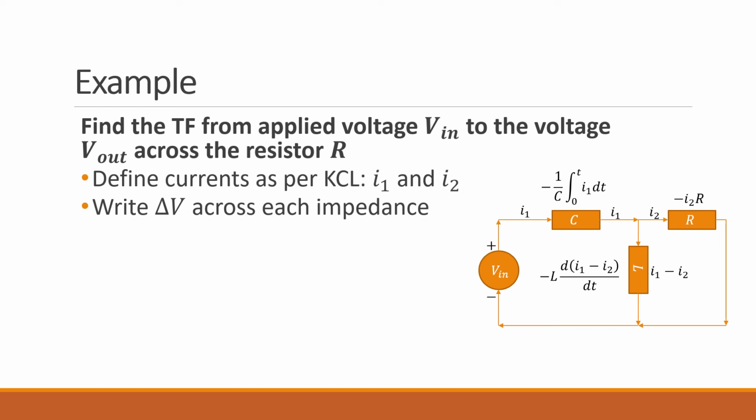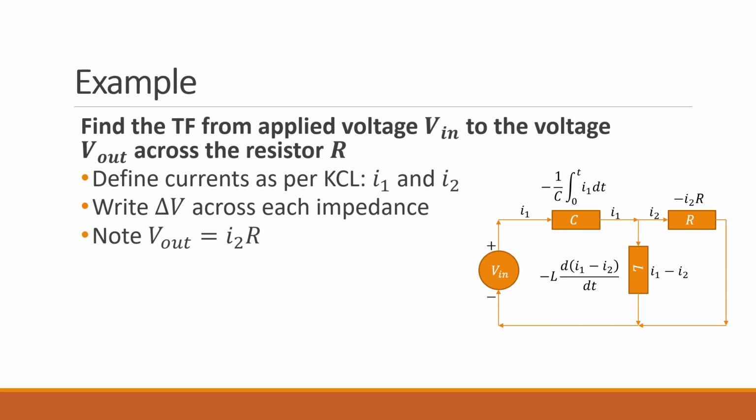Note, this all depends upon how you define your current's direction and how you're moving around in the loop, clockwise or counterclockwise. I usually choose clockwise for both. Also note that the output voltage V out is I2 times R. We are concerned with the magnitude of V out.